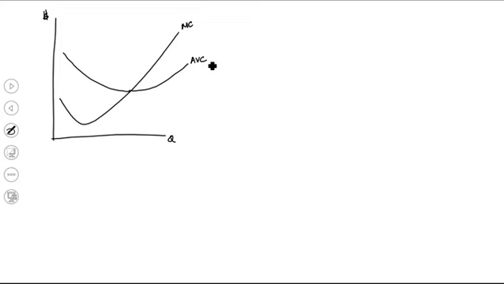All right. So draw your average variable cost, but pay particular attention to the point of intersection. They have to intersect just like mine did. It's not a coincidence. There's a mathematical property that we're going to talk about that explains why those intersect where they do.